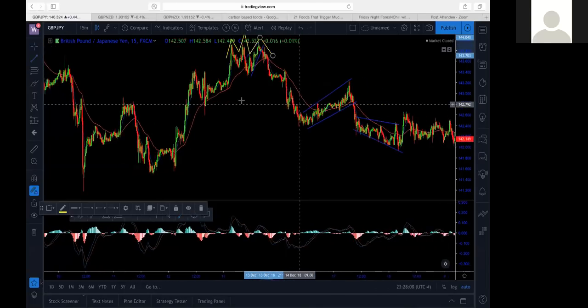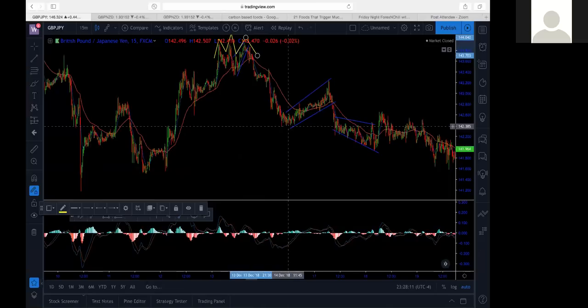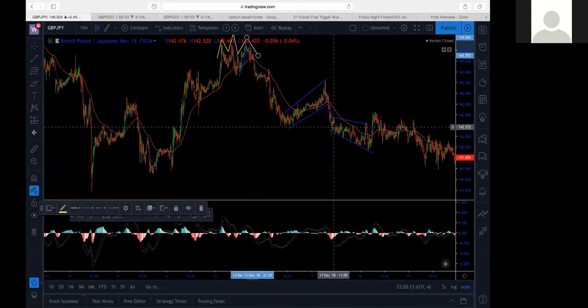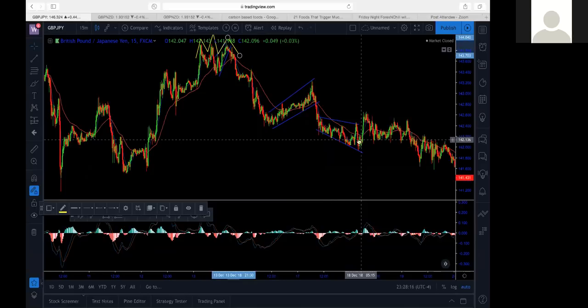Price fell, impulse, correction, continuation, price slowed down.